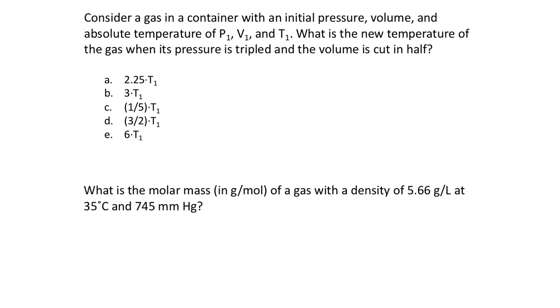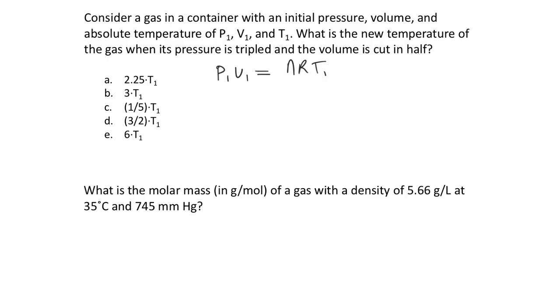So we have a gas with an initial pressure, volume, temperature. We're calling those P1, V1, and T1. What's the new temperature of the gas when its pressure is tripled, but its volume is cut in half? And so I have some initial temperature.